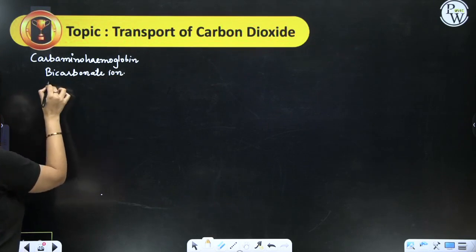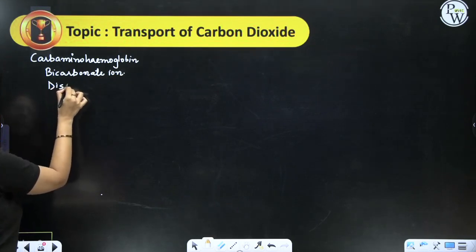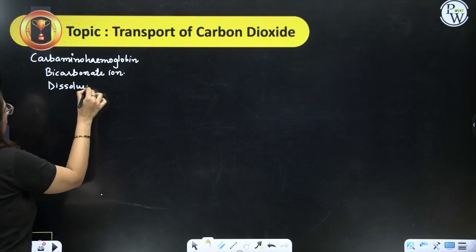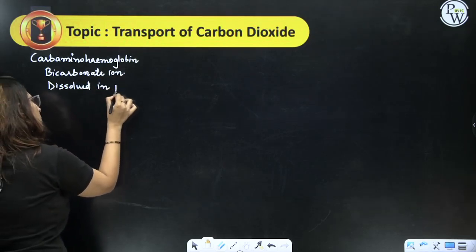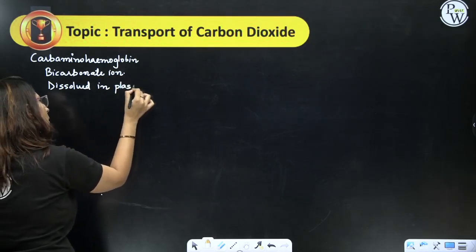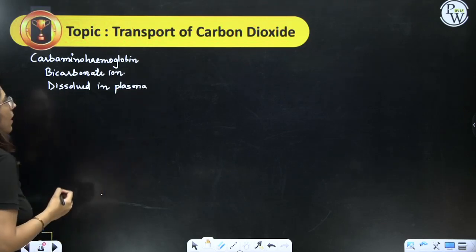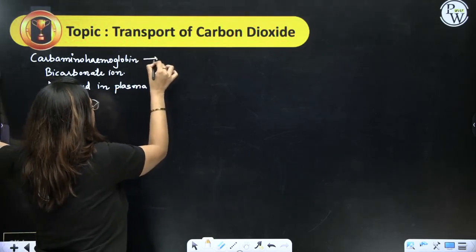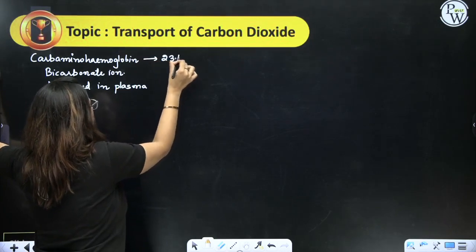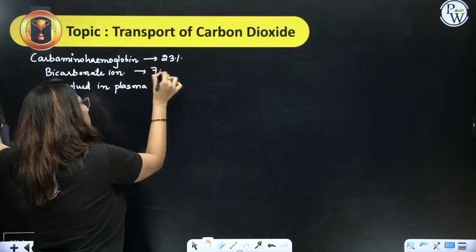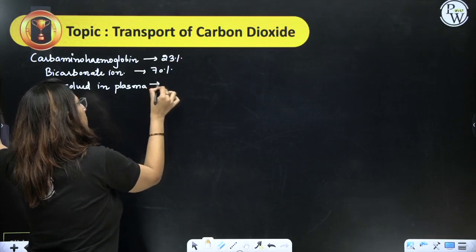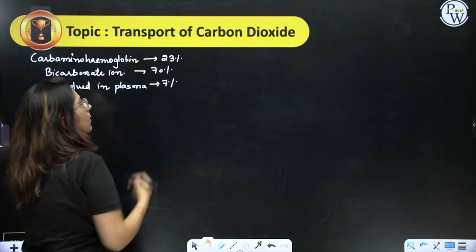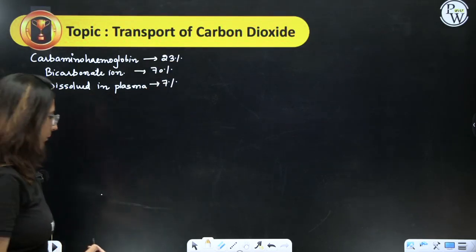Now next, dissolved in the plasma. Dissolved in plasma. So carbaminohemoglobin is very less, that is 23%, 70%, 7%. This is how the transport occurs.